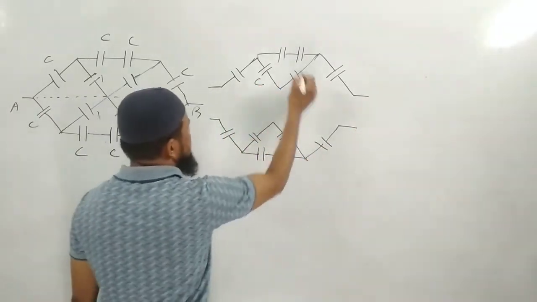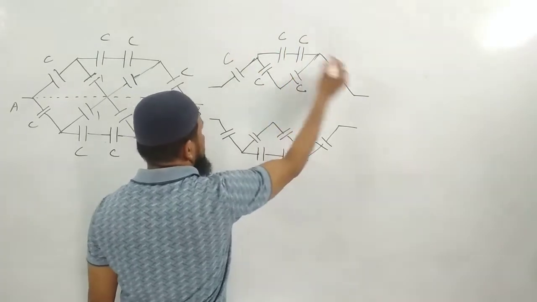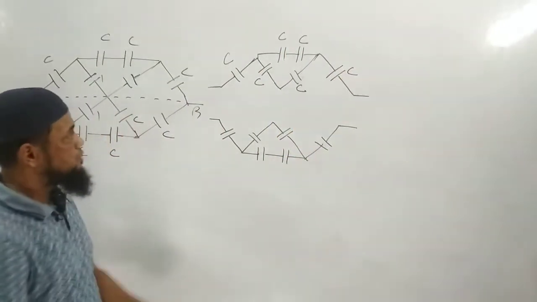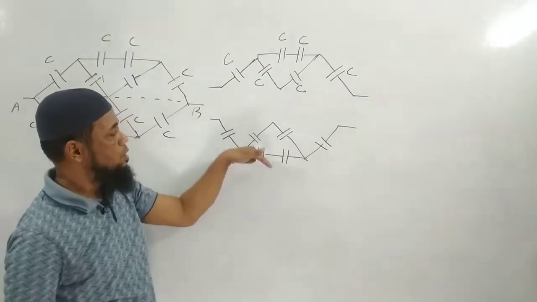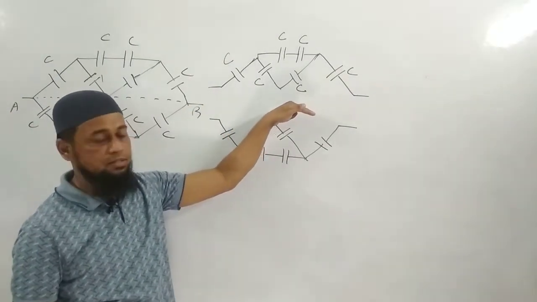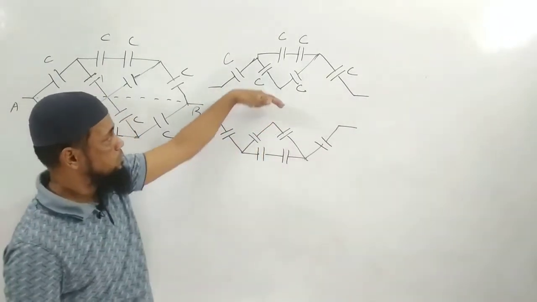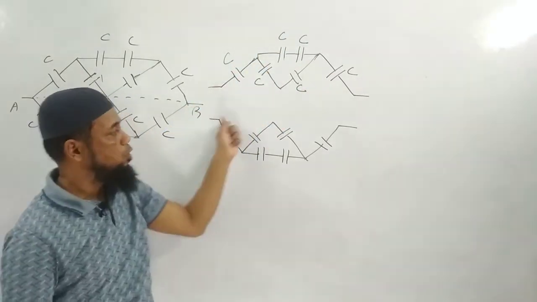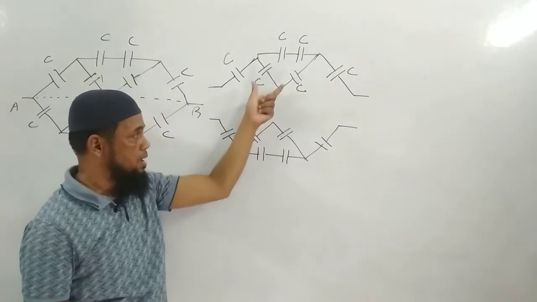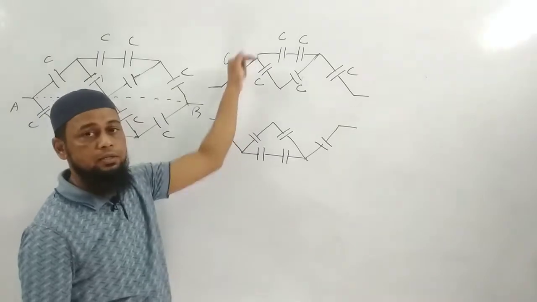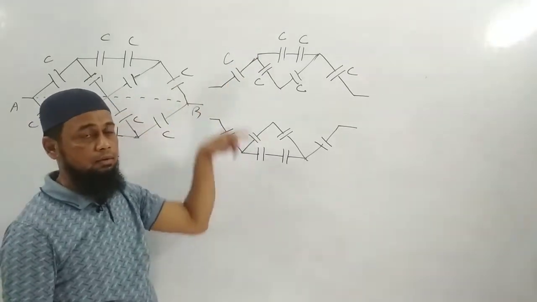Okay, C, C, C, and C. This is C and this is C. So finally, this is the upper part, this is the lower part. We have divided because of the horizontal symmetry. So for the upper part we will find the equivalent, and the lower part will be exactly the same as the above. Then we'll consider them to be connected in parallel between point A and B.